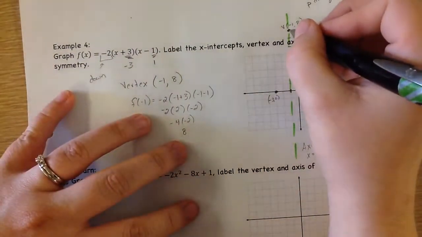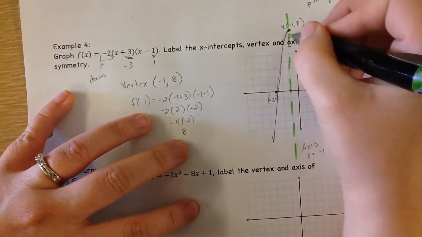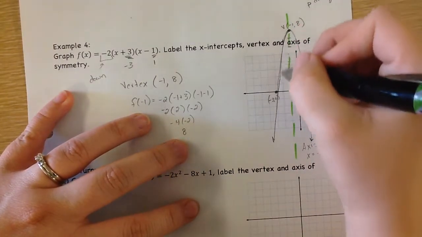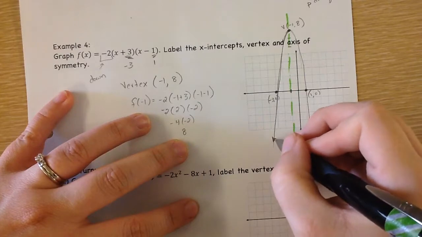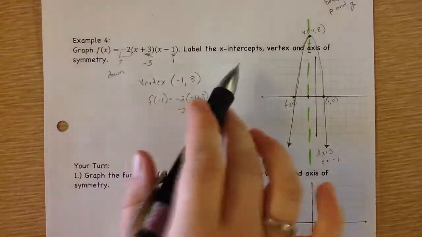Then I don't even need to get another point to graph it because I know it's going to come down. Oop, that needs to go through that point. Come down and go through my intercepts. So there we graphed a function from its intercept form.